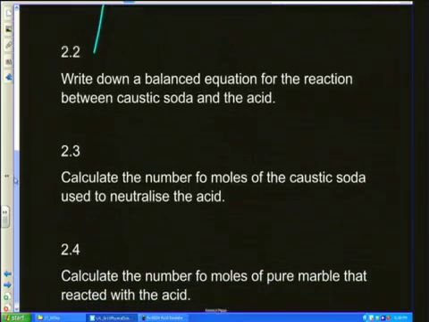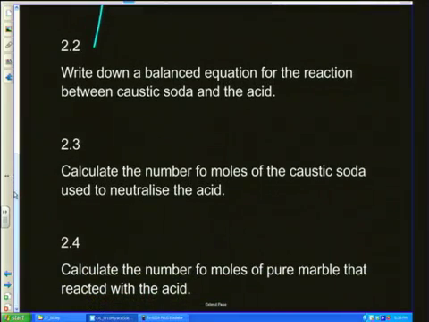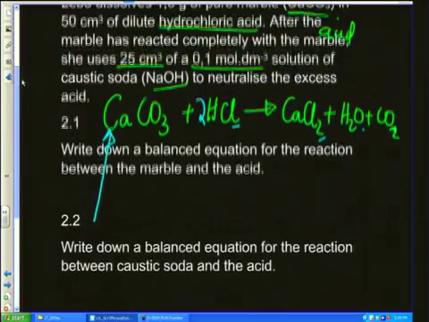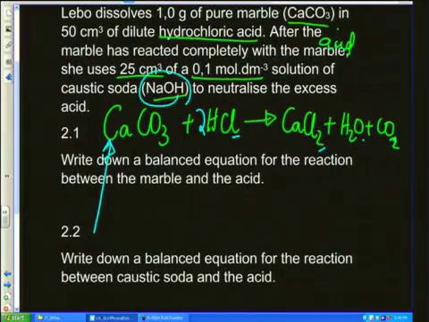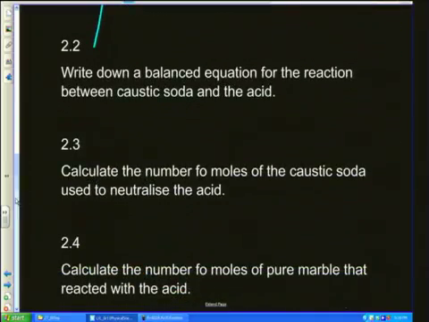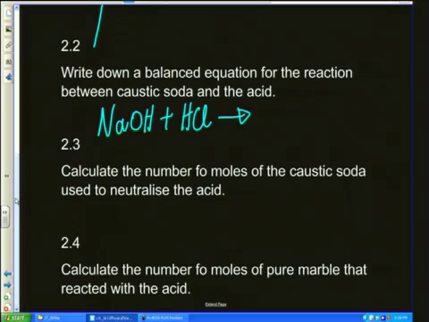Now 2.2, write down a balanced equation for the reaction between caustic soda and the acid. Now caustic soda is what? It's sodium hydroxide. And the acid is HCl. So you've got NaOH plus HCl. You're producing the salt sodium chloride plus water. Okay, now balancing, this is balanced, so I don't have to balance it. Balanced as it is: 1 sodium, 1 sodium, 1 oxygen, 1 oxygen, 2 hydrogens, 2 hydrogens.